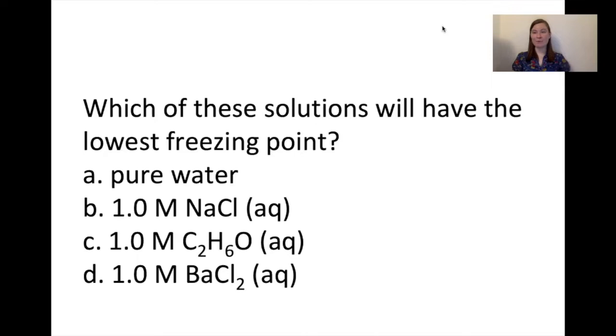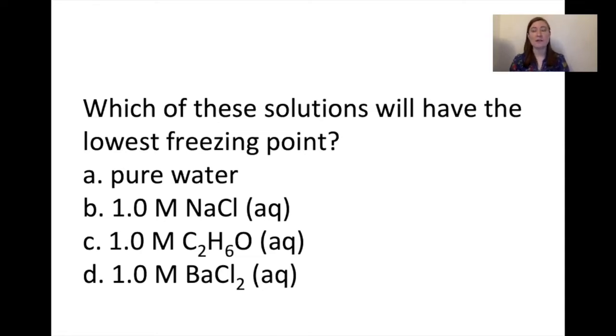If you remember when we talked about colligative properties, we talked about the fact that having anything dissolved in water will lower the freezing point. It makes it harder for the water molecules to form that perfect solid crystal lattice. And so it makes it harder for the water molecules to freeze. So they have to get colder than 0 degrees Celsius in order to freeze. So the answer is definitely not pure water. Pure water would have the highest freezing point of all of these solutions.